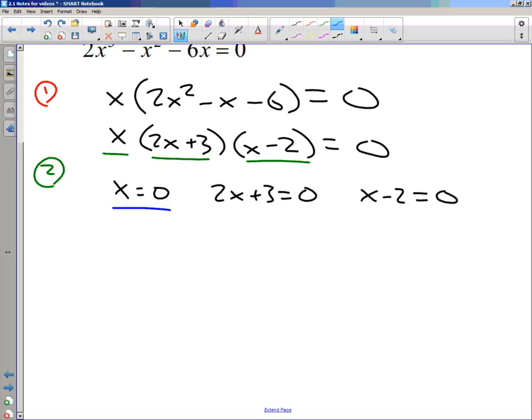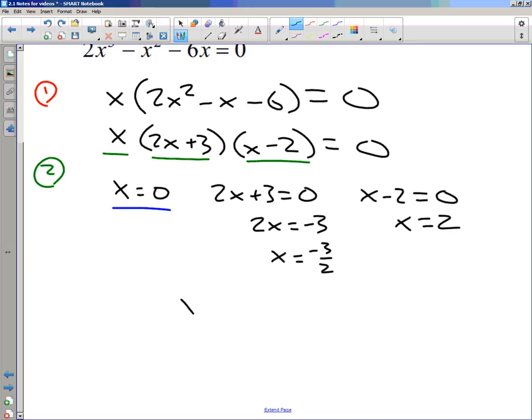X equals 0 is going to be one of my solutions. We don't need to do anything to solve that. So 0 is one of the solutions. We'll do a couple steps of algebra here. Subtracting 3 from both sides will get us a negative 3 over there. Dividing by 2 will get us negative 3 halves. So my second solution is negative 3 halves. Last one, we just need to add 2 to both sides. X equals 2. And there we go.